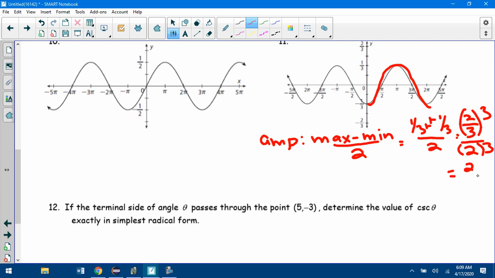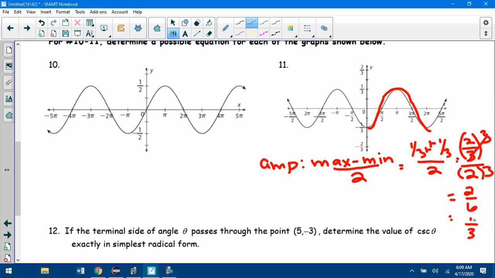And you get 2/6, which is 1/3. That's the amplitude. Now it does have to be negative in the equation because it's reflected. So it's going to start with y equals negative 1/3. Is it sine or cosine? It's cosine. You can tell that because it doesn't start on the midline.